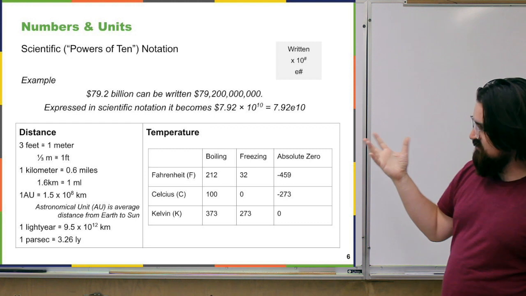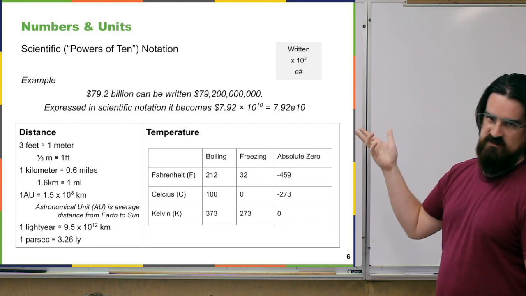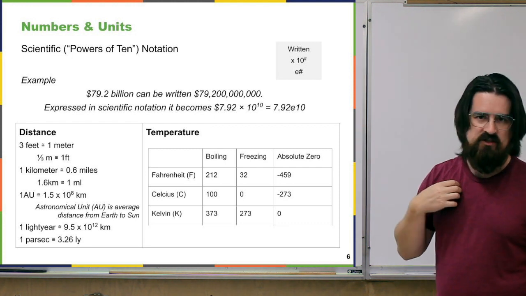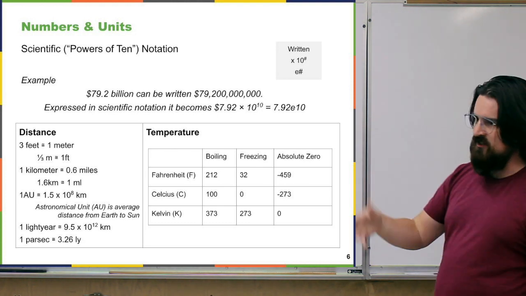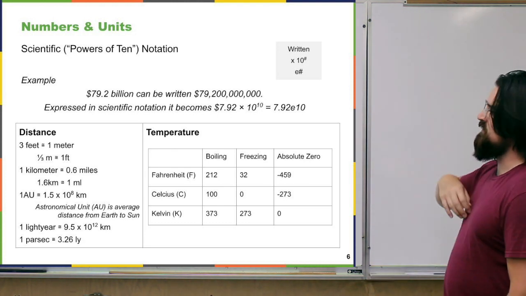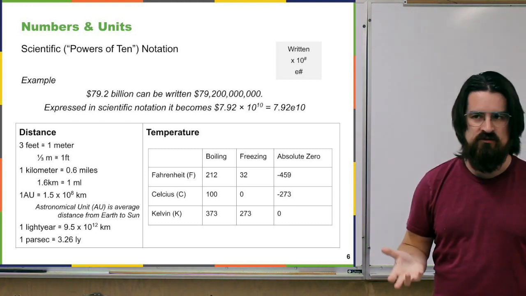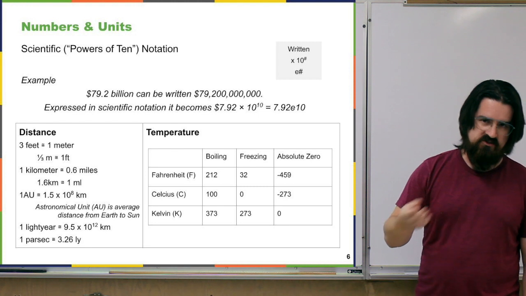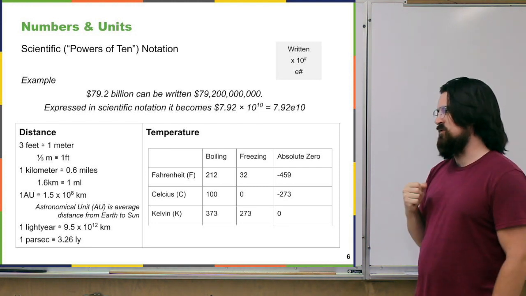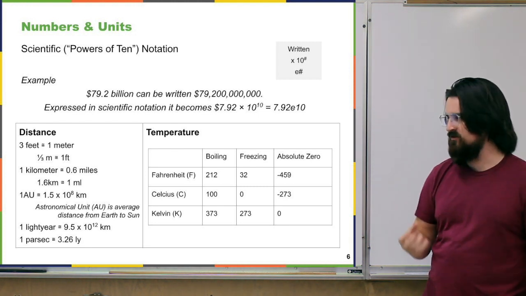So one of those kinds of things are distances. For us, typically when we talk about distances, at least in the United States, we talk about feet, we talk about miles, right? Those are all in one unit system. It's unfortunately not a great unit system. A better one is the metric system, which uses meters, kilometers.